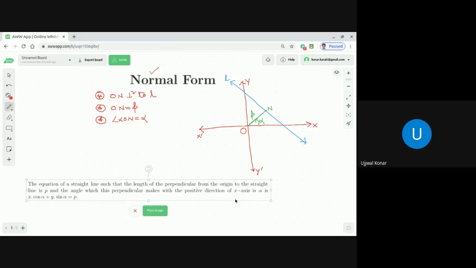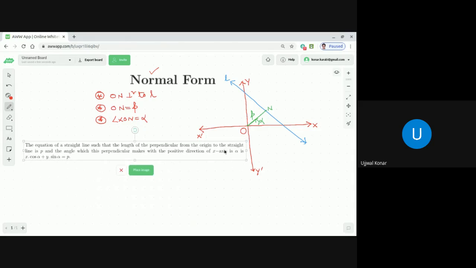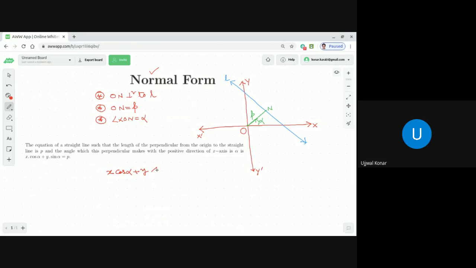Okay. This is the equation of the straight line. I hope all of you are able to view it. That x cos alpha plus y sin alpha equal to P is the equation of the straight line. So x cos alpha plus y sin alpha is equal to P.